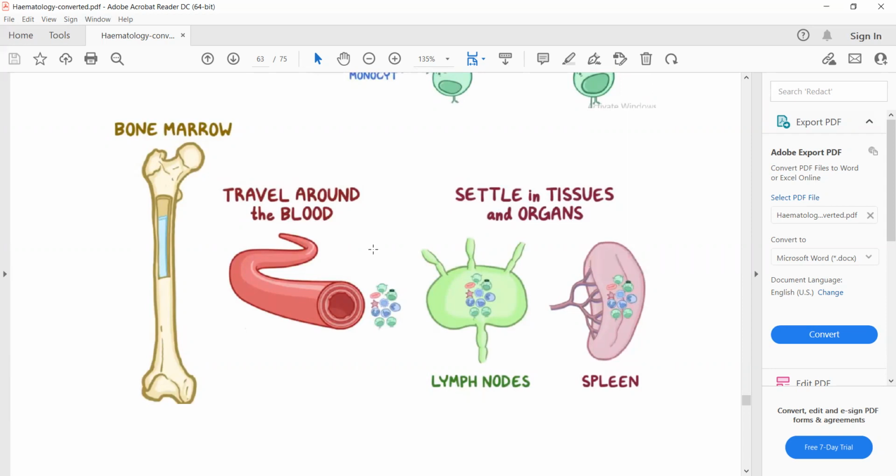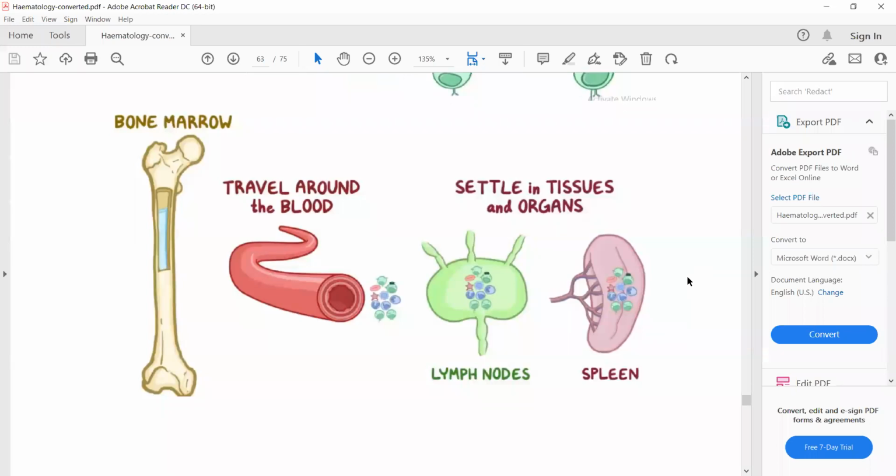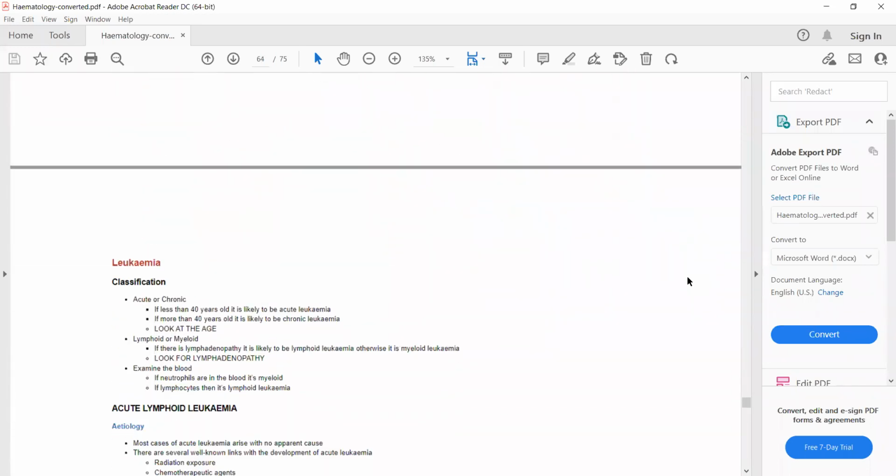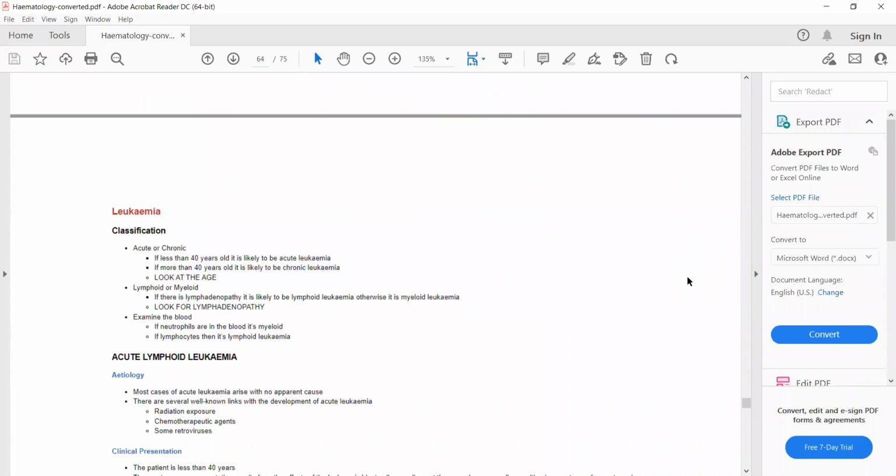So that's why when a leukemia or a blood cancer occurs, there is associated lymphadenopathy, splenomegaly, hepatomegaly and thymus gland enlargement. So that's why in different types of cancers, hepatosplenomegaly and lymph node enlargement can occur. So this was a brief description of blood cell formation. Now let's discuss the different types of leukemias.